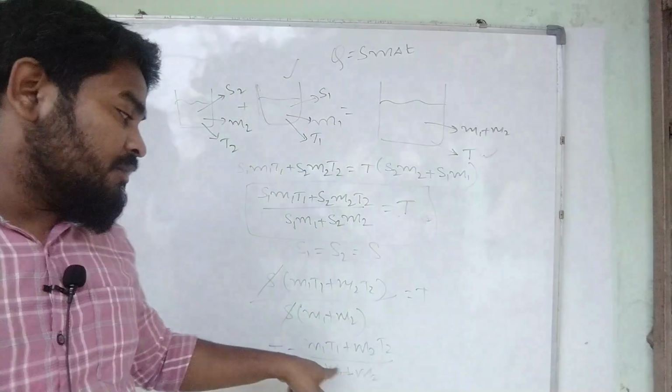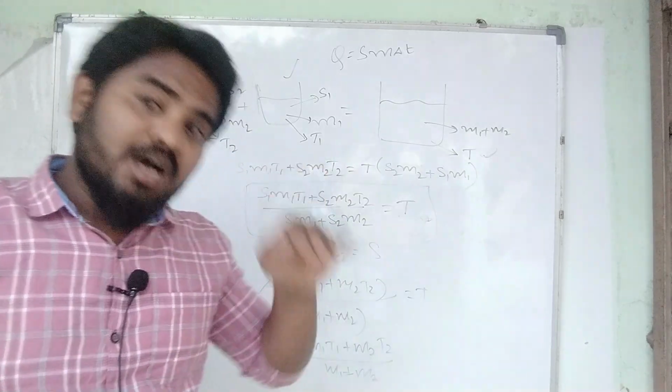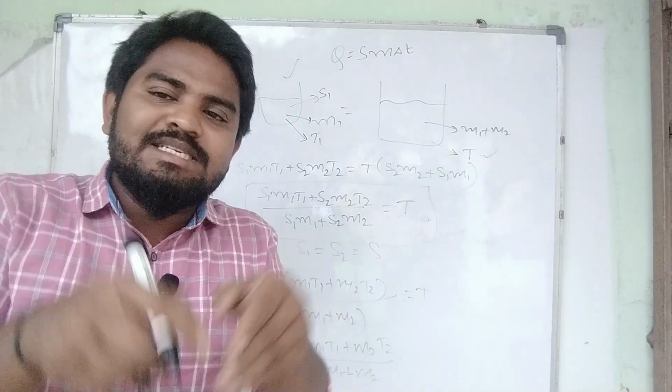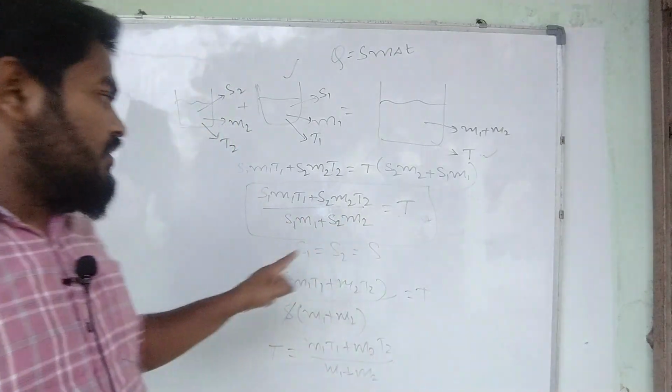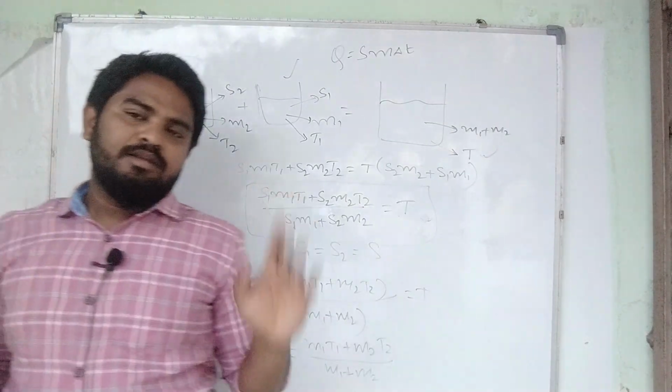This formula is only for similar substances. If they give you two different substances at different temperatures that we have mixed, at that time you have to use the earlier formula. I think it's very clear.